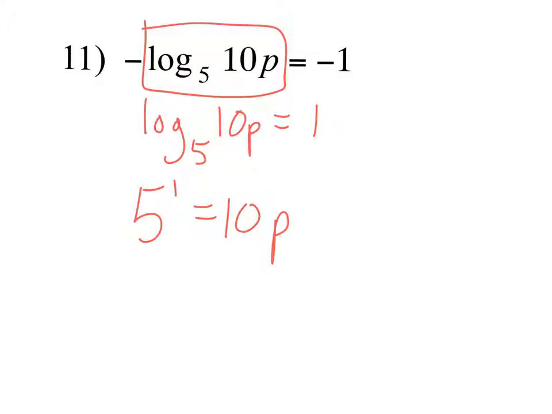In other words, 5 is 10p. If I divide by 10, 5/10 or 1/2 is equal to p. And if I plug that in, just to check, 10 times 1/2 is 5. Log base 5 of 5 is 1. Negative 1 is negative 1. That works.